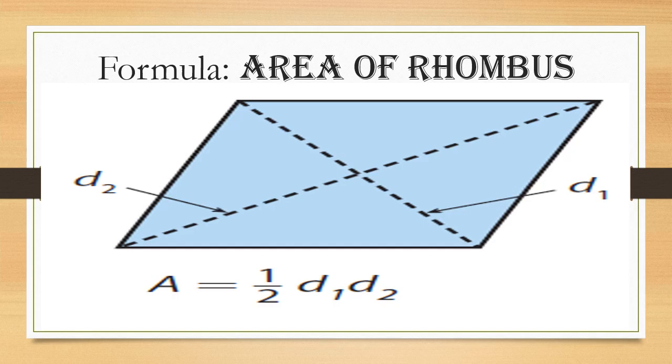What is the formula to find the area of a rhombus? Half into D1 into D2. This is diagonal 1, this is D2. The area of a rhombus formula is what, children? Area is equal to half into D1 into D2. Using this formula, here we are going to do some sums.